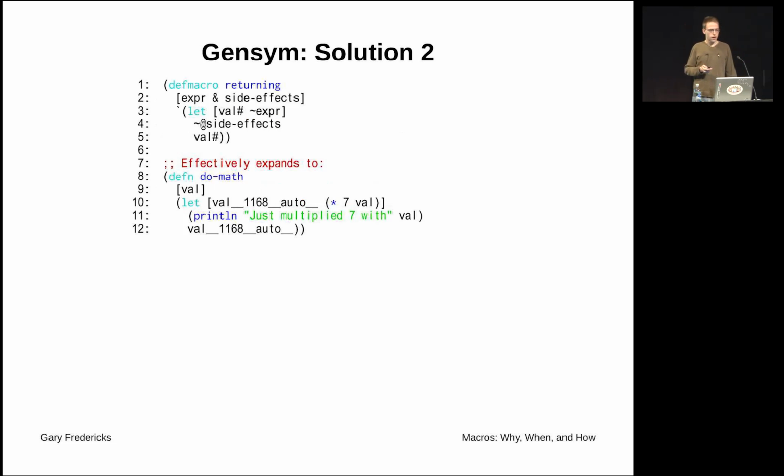Using this here, looking at the expansion, we've now switched to using val with the hash sign in our syntax quote on lines 3 and 5. And then in the expansion, we see we've got the original val that the function writer used on line 9 and on line 11. So line 11 val still refers to the argument, while line 12, the Gensym val, refers to the new val that we had created in line 10. So this is good. This lets us avoid that problem.